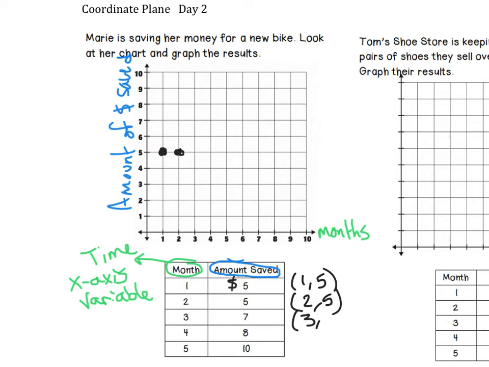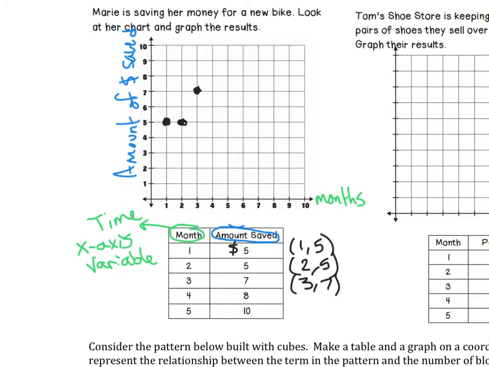After 3 months, she saved $7. So there's 3, 7. And after 4 months, she saved $8. And then after 5 months, she saved $10. So we're going to plot the point 5, 10.